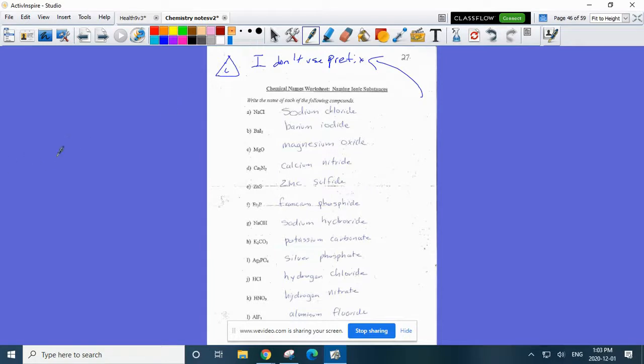So there's a worksheet that's for marks, and then in the next lesson, I'll tell you how to write formulas, which is really fun, but it's a little bit tougher.